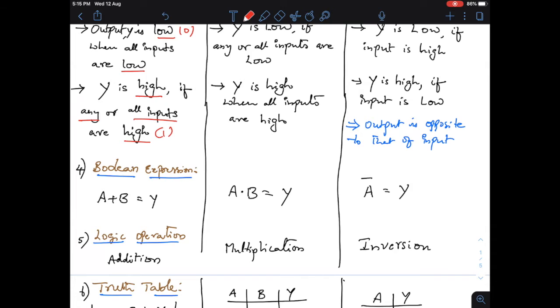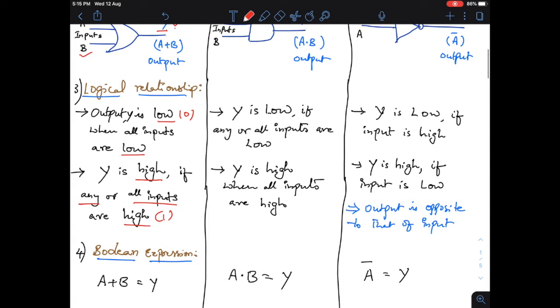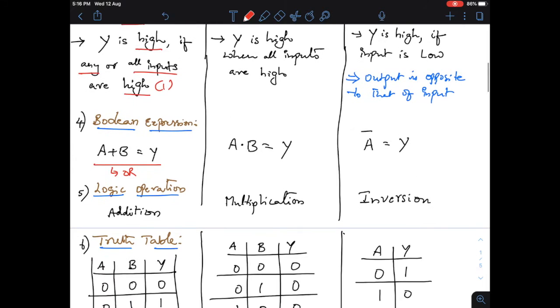The algebra which is used to symbolically describe basic functions is called Boolean algebra. In terms of that, let us write the Boolean expression for this output Y. So, Y is A plus B. Here, plus is the OR function. The plus sign represents the logic function OR. So, the Boolean expression is A plus B. Now, what is the logic operation here? Addition. The logic operation is addition.